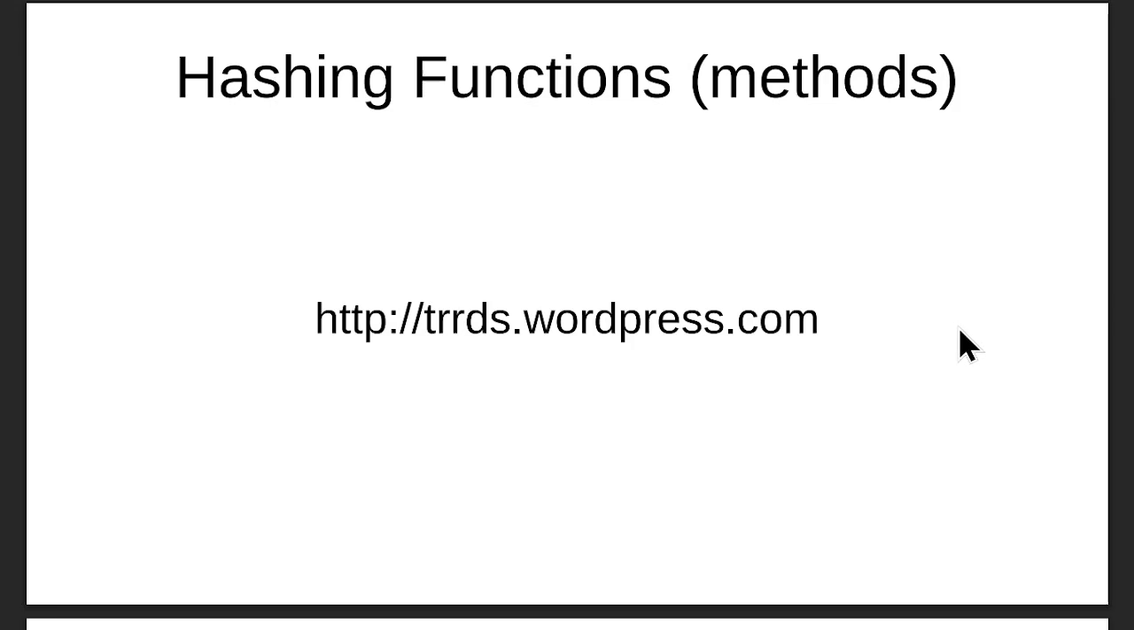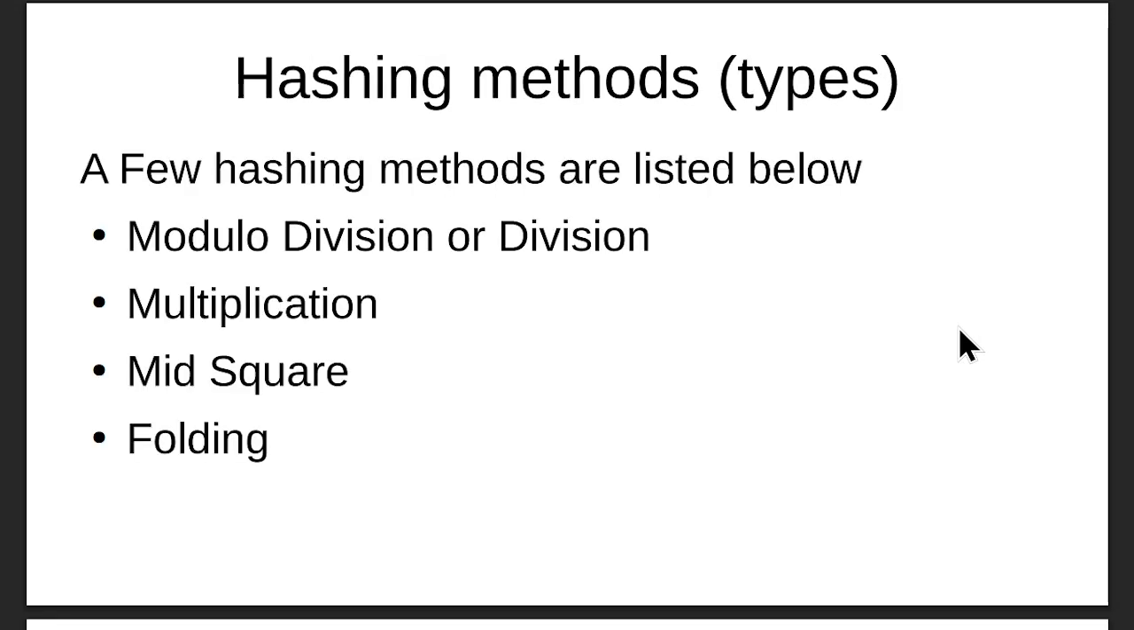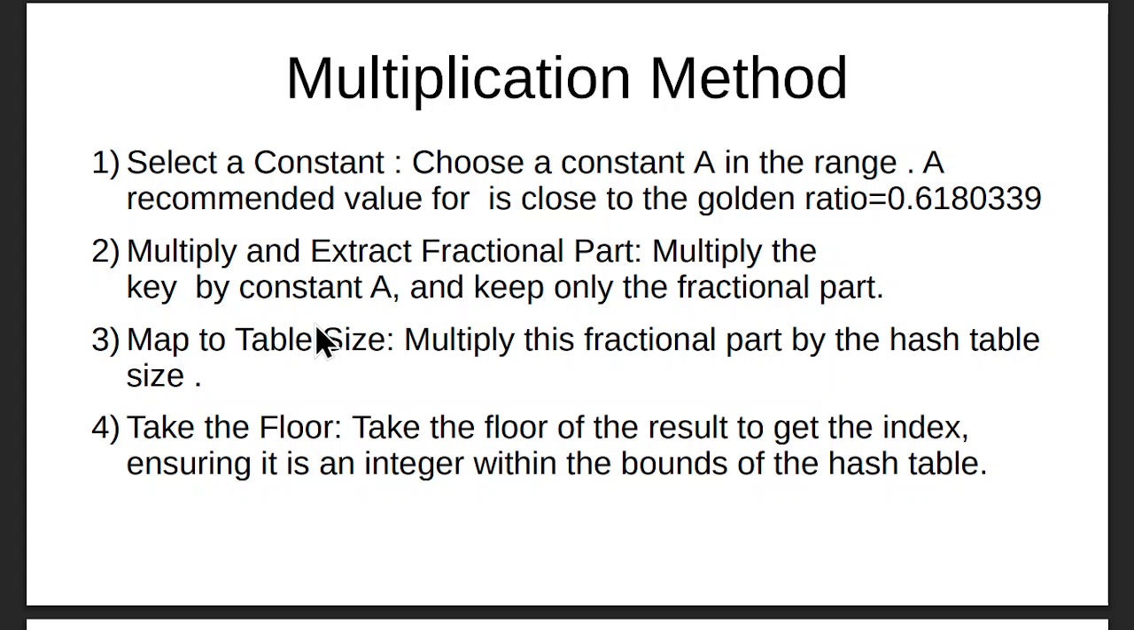One of the hash methods is called the multiplication method. In the multiplication method, we choose a constant first, and next, in the second step, we multiply the constant with the key, and then we extract the fractional part, and then again multiply the fractional part with the hash table size and remove the fractional part to take the integer value.